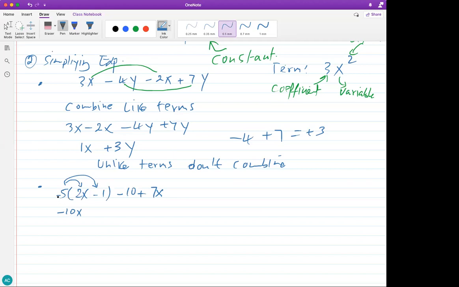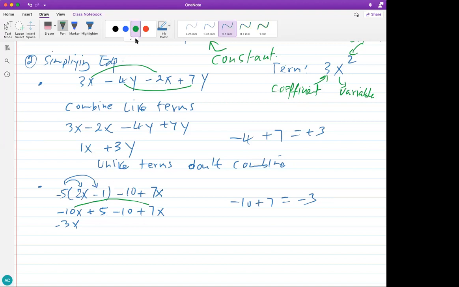Positive 5, because negative times negative would be positive. Yeah. And I'm just going to bring these over because these are not inside. We're not multiplying, so bring those down. That's right. Now we go ahead and combine like terms. Exactly. Negative 10x combined with 7x will be negative 3x. Very good. Again, negative 10 plus 7 is like this. We're just combining the coefficients, we get negative 3. That's where this negative 3 comes from. And don't forget the variable.